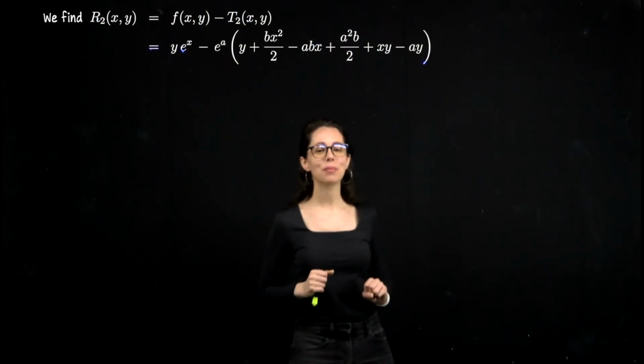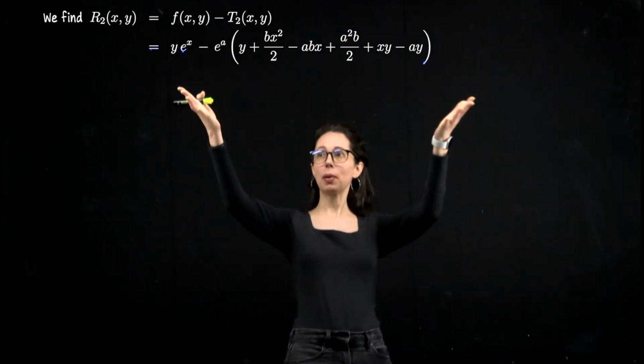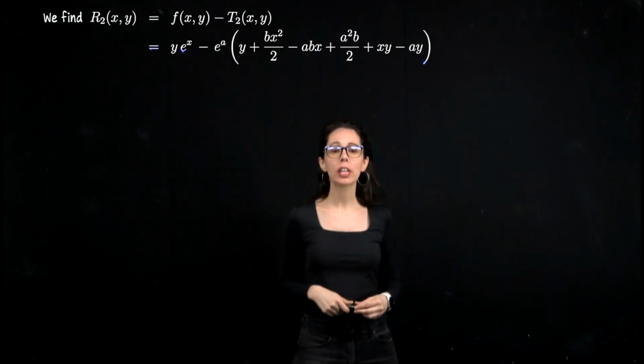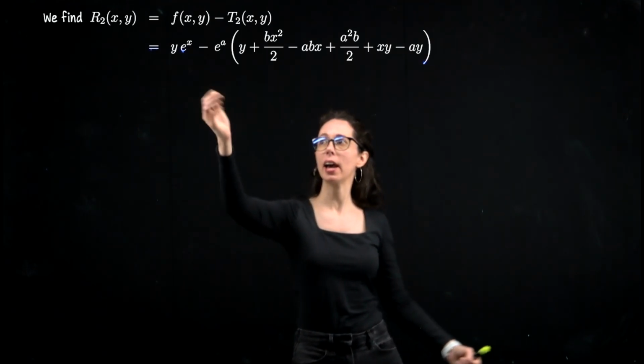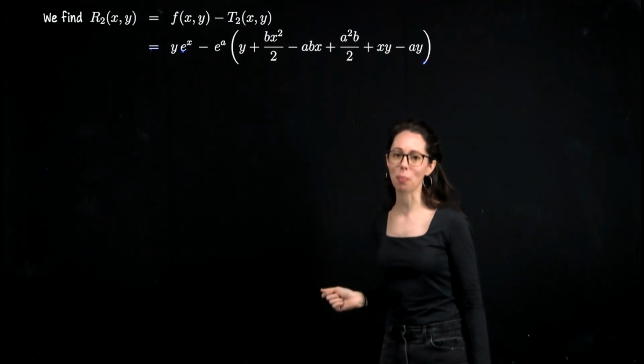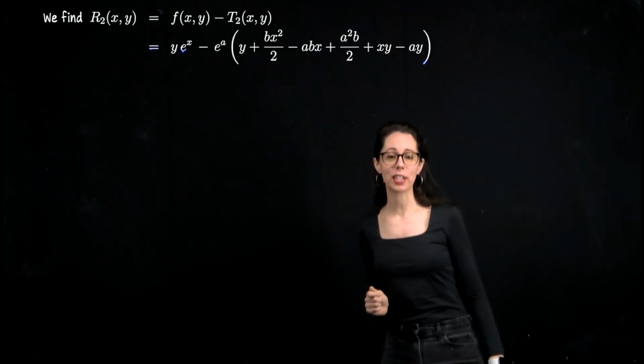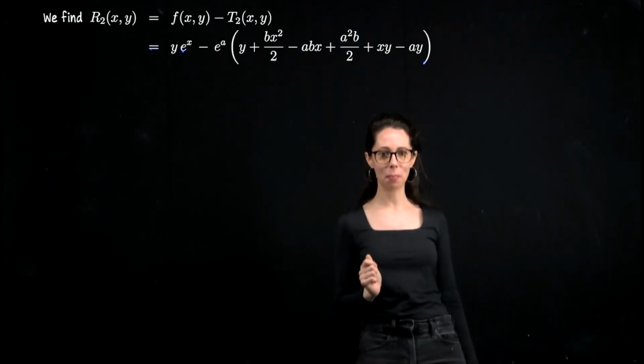Turns out I had it right. So this is the expression that we now need to evaluate. We are looking at the error between our original function y = e^x and the second order Taylor polynomial for our function centered at the point (a, b).